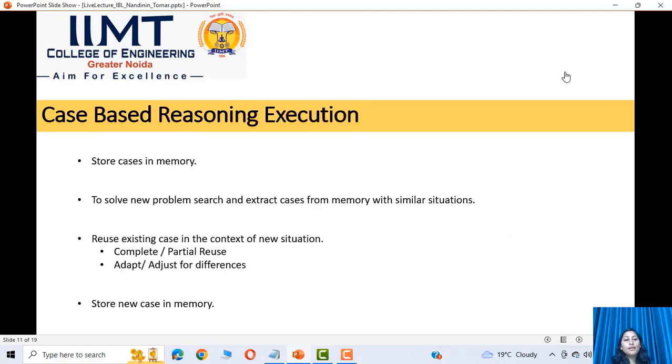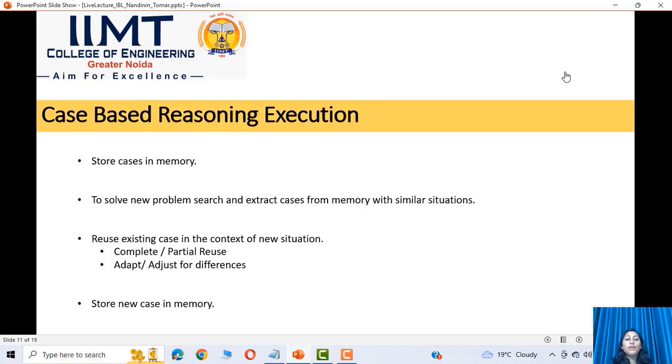Now we'll discuss how the case-based reasoning method executes. First, we store the cases in the memory with their solutions, and then to solve a new problem, we search and extract cases from memory with similar situations. For this, some similarity metrics are used, and similarity is assessed based on first the similarity of each feature value pair and/or the importance of a feature.